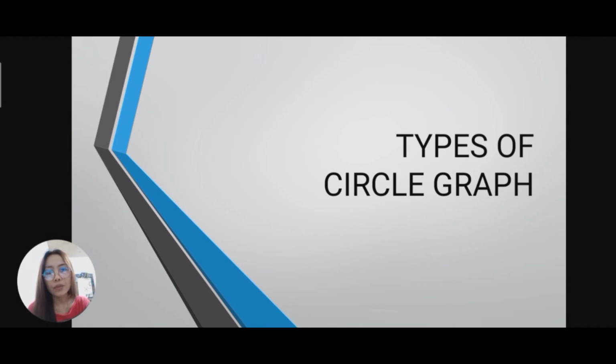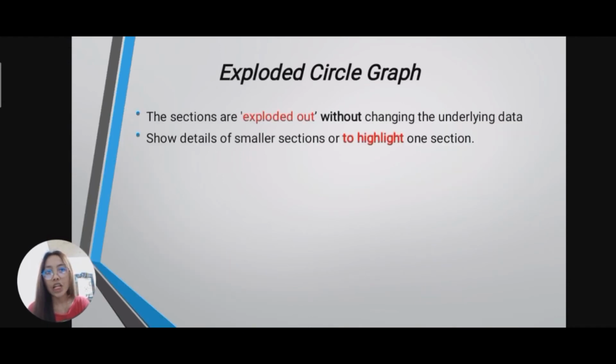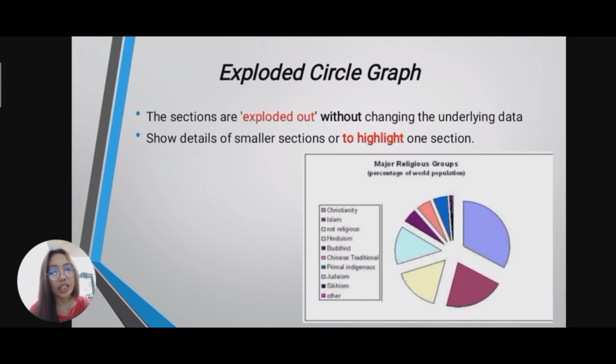There are types of circle graph. The first one is the exploded circle graph. This graph has sections that are exploded out without changing the underlying data. It shows details of smaller sections or highlights one section. So this is an example of exploded circle graph wherein you can see exploded out sections.